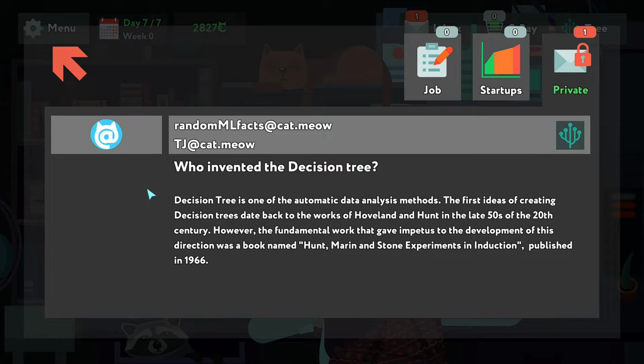Who invented the decision tree? Decision tree is one of the automatic data analysis models. The first ideas of creating decision trees date back to the works of Hovland and Hunt in the late 50s of the 20th century, so the late 1950s. However, the fundamental work that gave impetus to the development of this direction was a book named Hunt, Marin, and Stone Experiments in Induction, published in 1966. Okay.